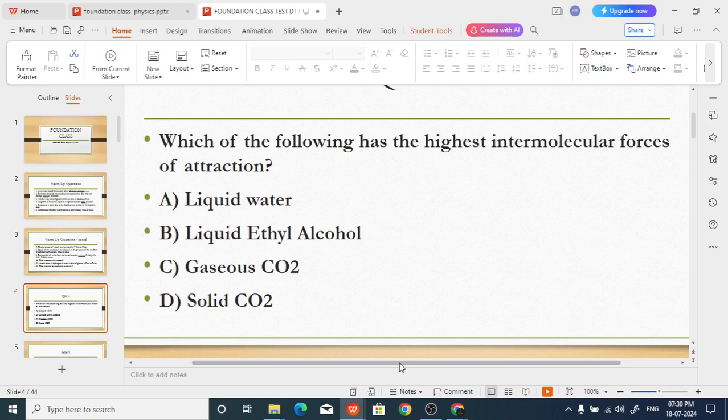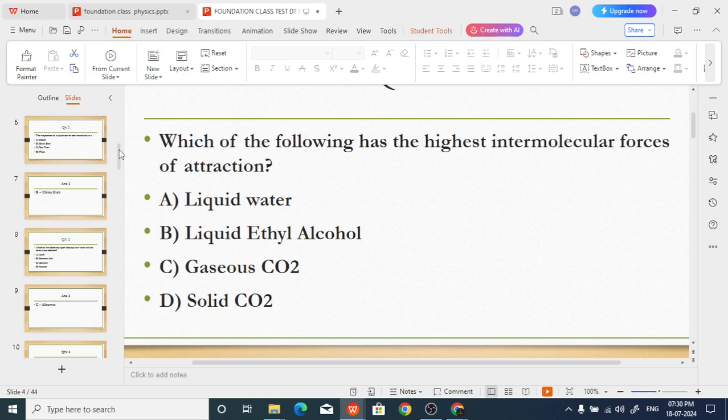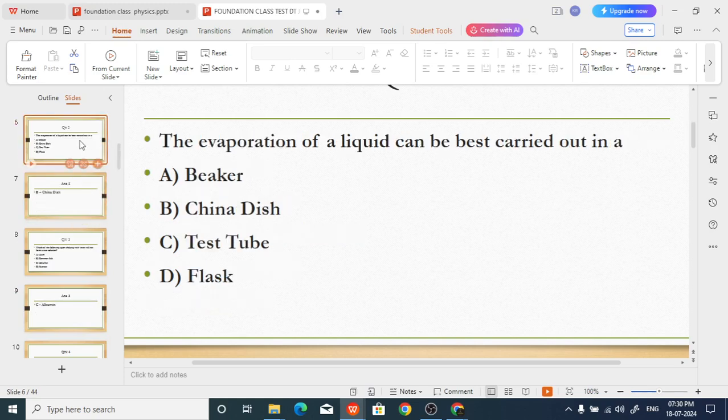Solid. Option D, sir. Because all others are liquid and gas, and the highest intermolecular forces of attraction will be there only for the solid. And here, out of the 4 options, only one option is solid. So that is the answer. Very good. Okay, go to question number 2. You read out and get the answer. One of you read.